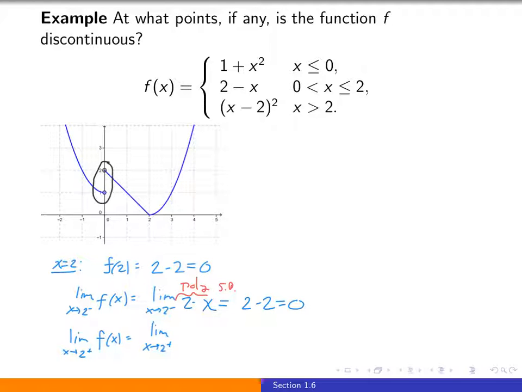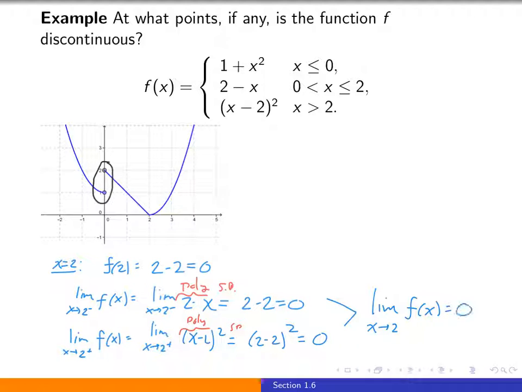Likewise, if we take the limit as we approach 2 from the right, our function is now defined as x minus 2 quantity squared, which is a polynomial. So by the substitution property, we can just substitute in x equals 2. 2 minus 2 quantity squared is also 0. The limit from the left is 0. The limit from the right is 0, which tells us the limit as we approach 2 is equal to 0, which we've also seen is the function value. So the function is continuous at x equals 2.